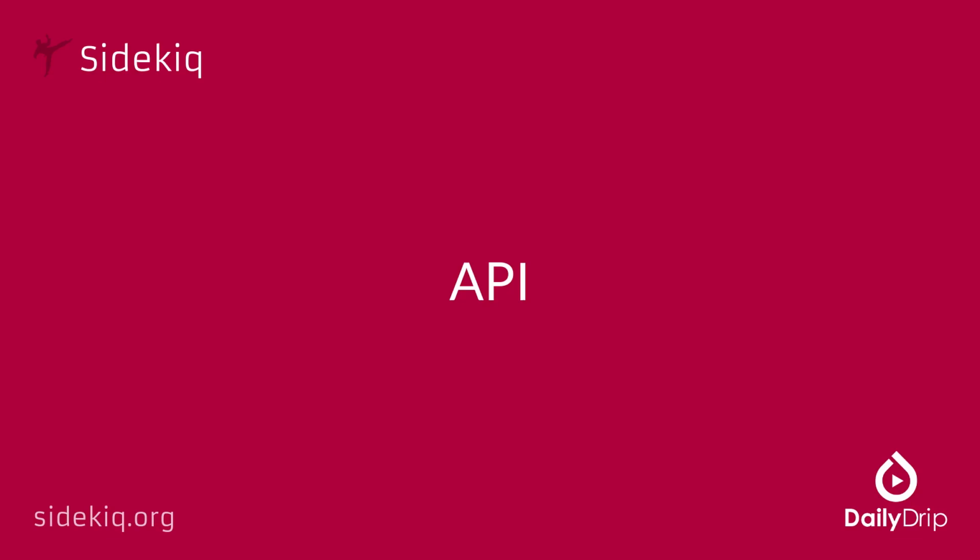Sidekiq provides a public API that allows you to access real-time information about your workers, queues, and jobs. It's used for everything that the web UI can provide. If you can see it in the web UI, you can script it with the public API. We saw a little bit of it in the last couple of episodes, but now we'll dive deep.